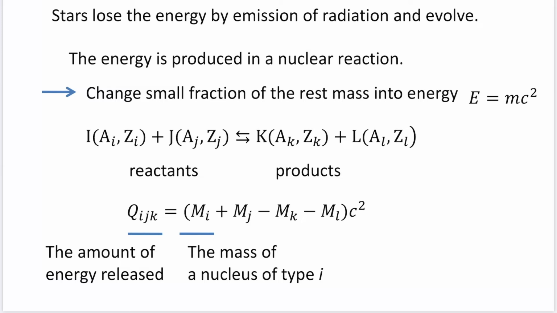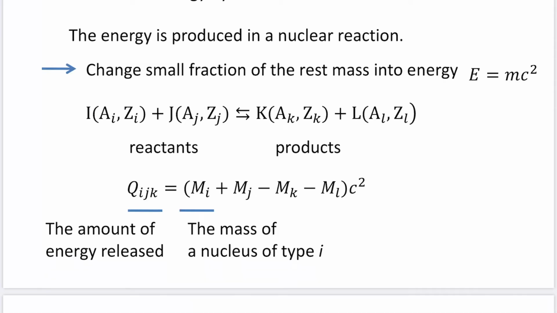During the reaction, the charge number is conserved. So the sum of Z sub I and Z sub J is equal to Z sub K plus Z sub L. The charge number has to be conserved. But mass is not conserved. So this is the source of the energy produced in nuclear reactions.